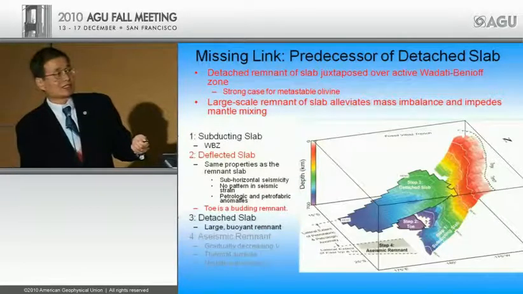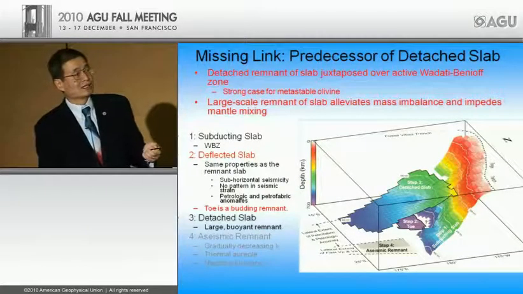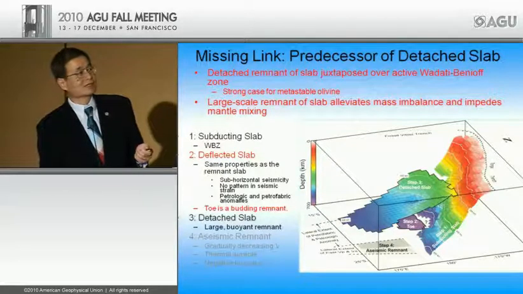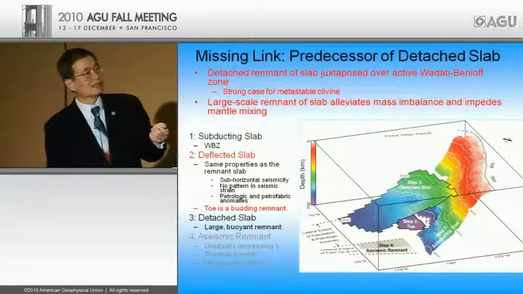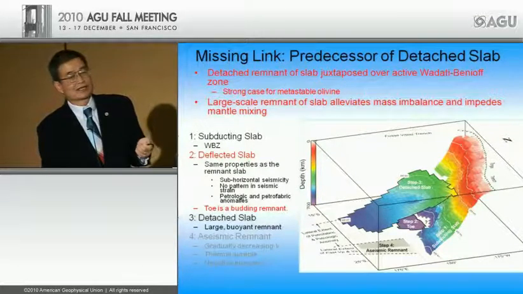So we talk about the Wadati-Benioff zone. We talk about this imbricate slab, if you like. How are they connected? And our contention is that they're connected through this deflected slab, this toe, if you like. The reason being that the toe and the detached slab basically have the same properties.